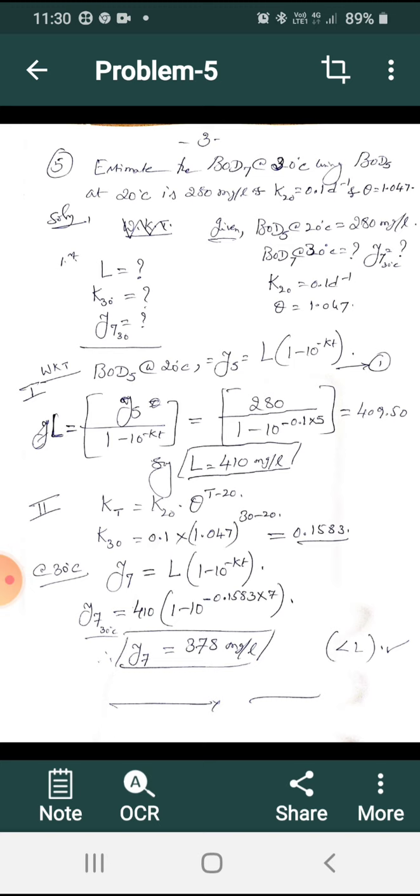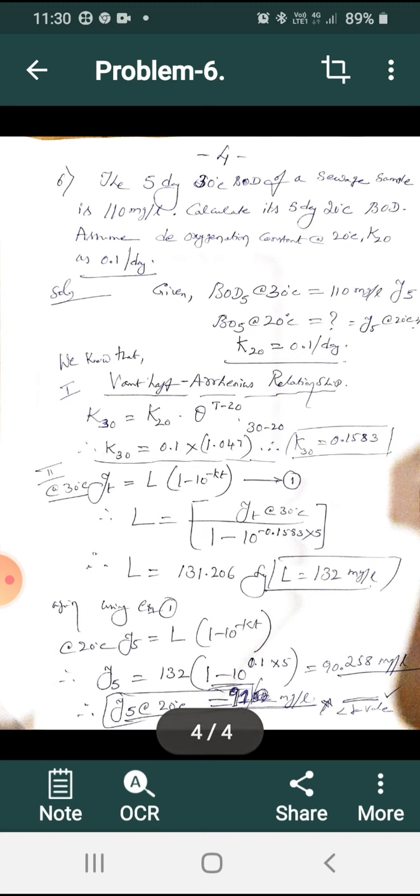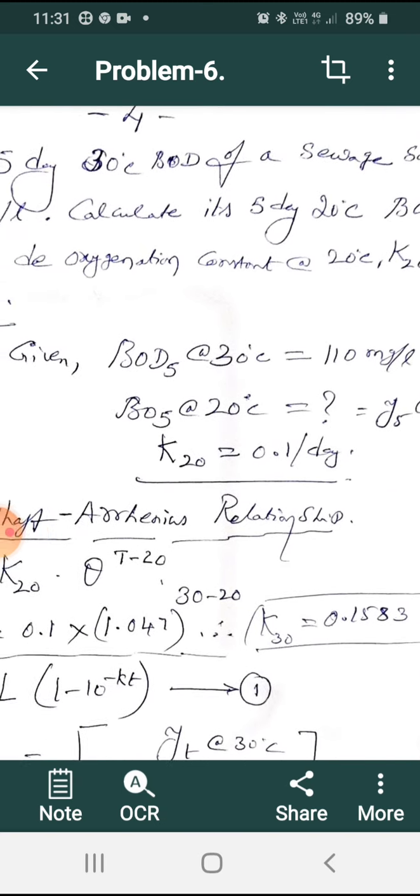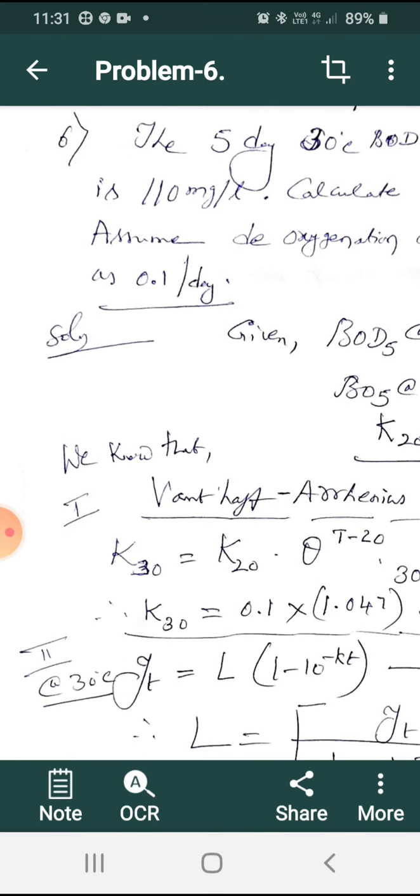After this problem, one more problem I am going to show. Let us start with this one. The 5-day 30 degree centigrade BOD of a sewage sample is 110 milligram per liter.